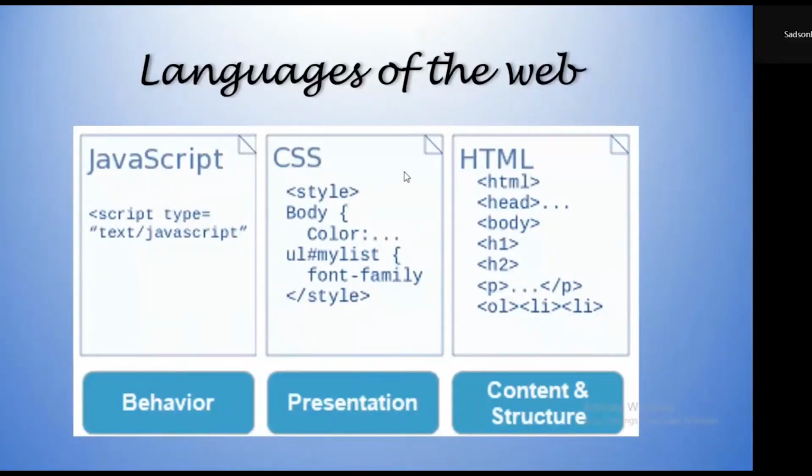Okay, so welcome back. This part of the lesson is going to look at the languages of the web. There are three main languages that we're going to be dealing with. The first one is JavaScript, and it takes care of the behavior of our web page. Then we have CSS, which takes care of the styling of our web page, which is the presentation. And then we have HTML, which takes care of the content and the structure of our web page. All these three languages are called the languages of the web.